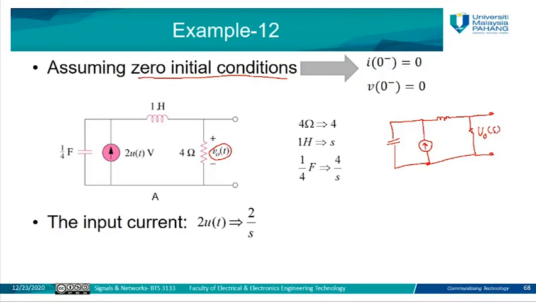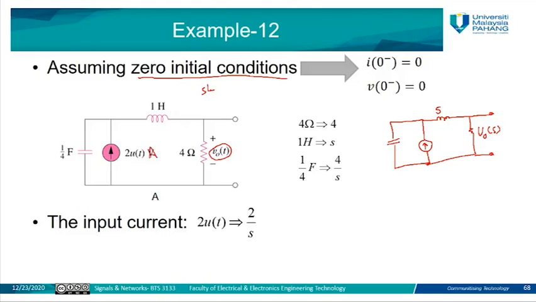This L here, you have L equal to 1 Henry. We said the impedance of L in the frequency domain will be SL, so you need to multiply the value of L times S. The value of L is equal to 1, so times S equals S. So this is S here. Then the current source here has the value 2u(t) ampere.